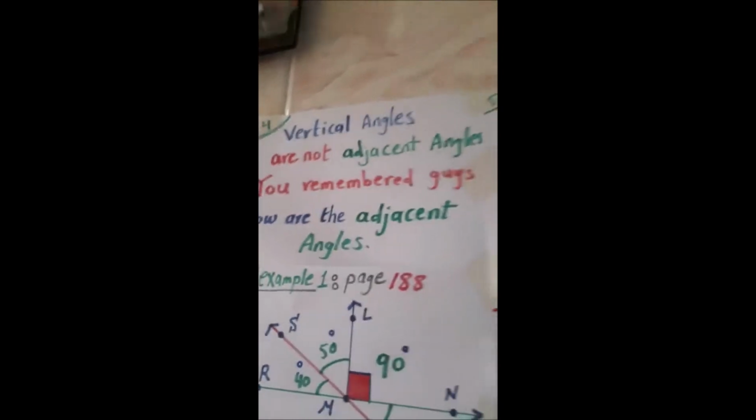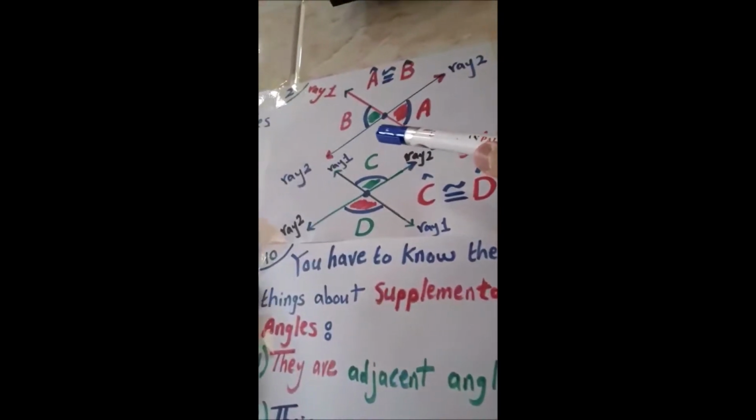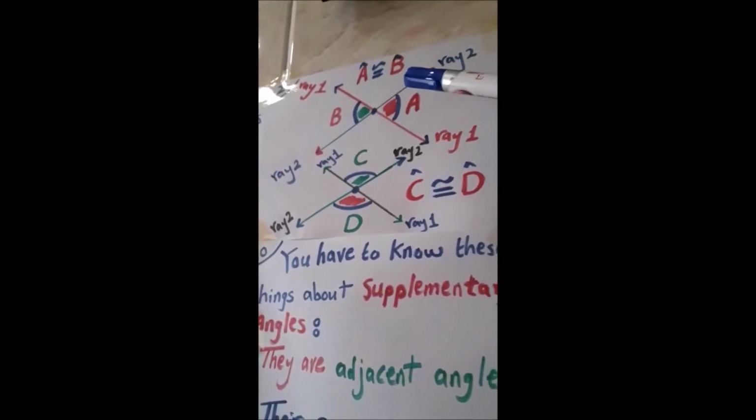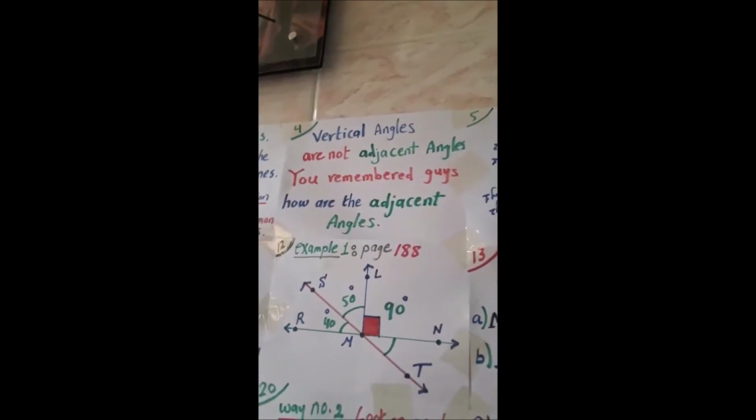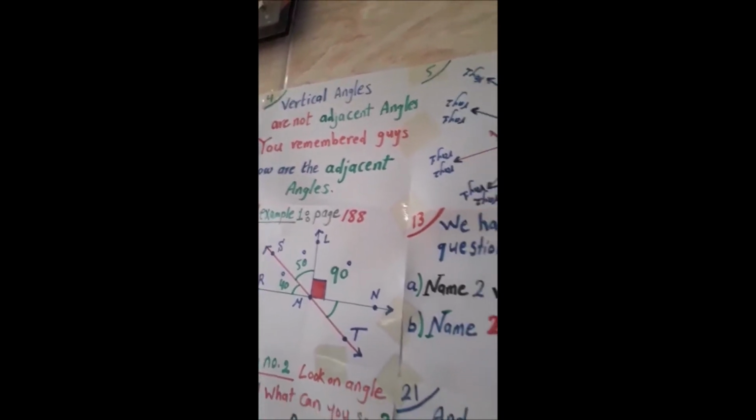So vertical angles, things we have to know, they are not adjacent. Yes, excellent, guys. As you see, the vertical angles are not adjacent angles. It says here, the vertical angles are not adjacent angles. You remember that. How are the adjacent angles?